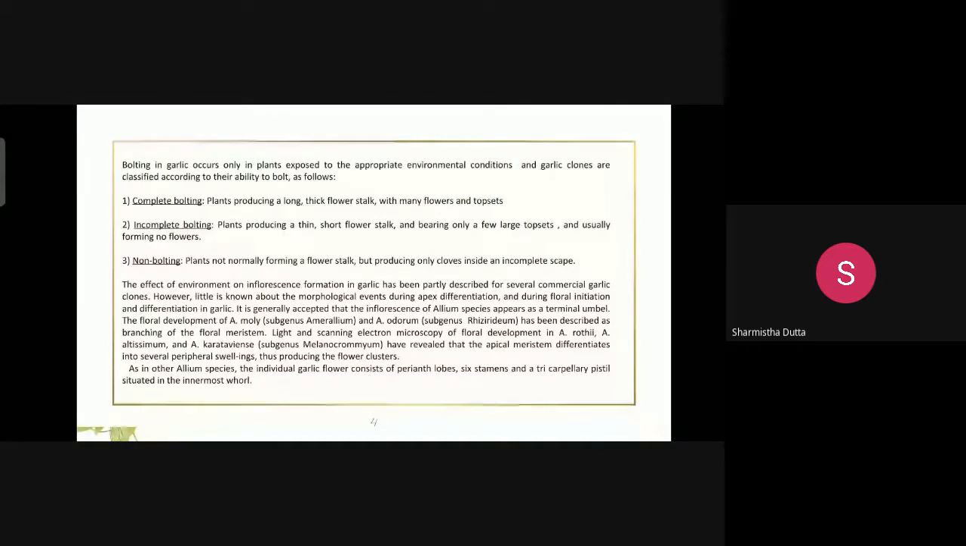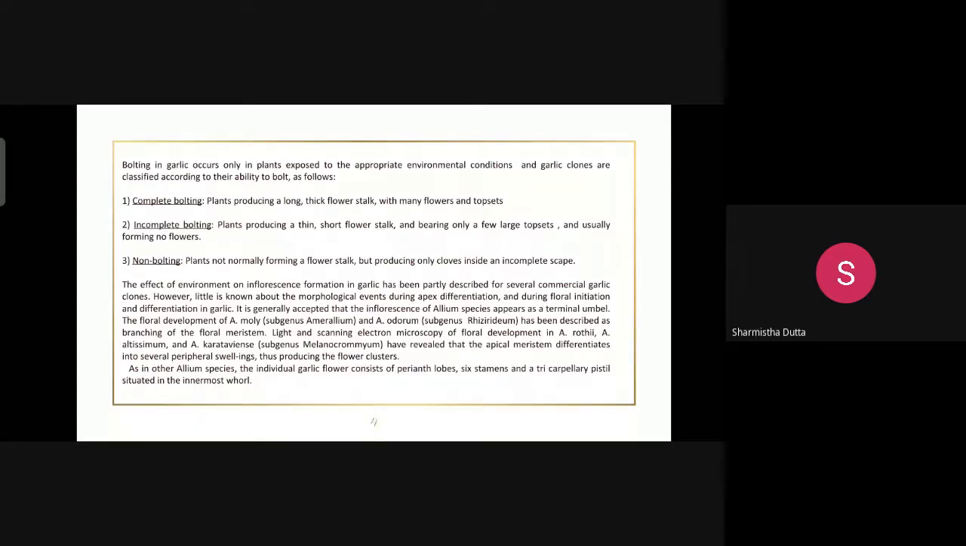Bolting in garlic occurs in plants exposed to the appropriate environmental conditions, and the clones are classified according to their ability to bolt. There are three types of bolting. One is complete bolting, in which the plants have a long, thick flower stalk with many flowers and topsets. In incomplete bolting, the plants produce a thin, short flower stalk bearing a few large topsets and usually forming no flowers. Non-bolting plants form no flower stalk, producing only cloves instead. The effect of environmental conditions on inflorescence formation in garlic has been partially described for several commercial garlic clones. However, little is known about the morphological events during apex differentiation and during floral initiation and differentiation in garlic.